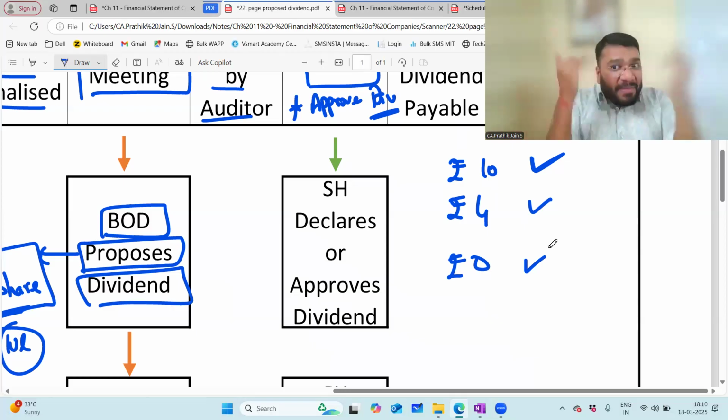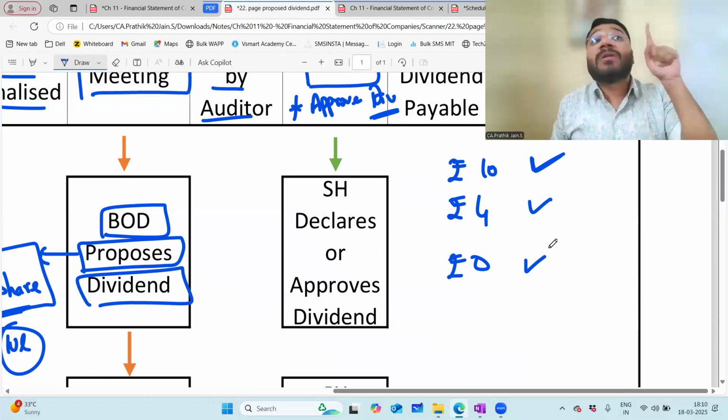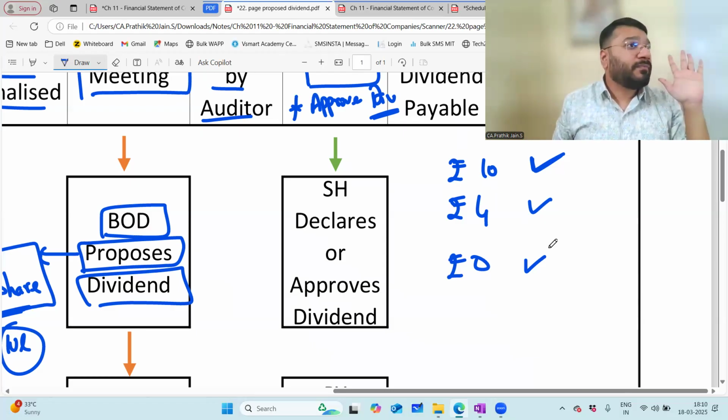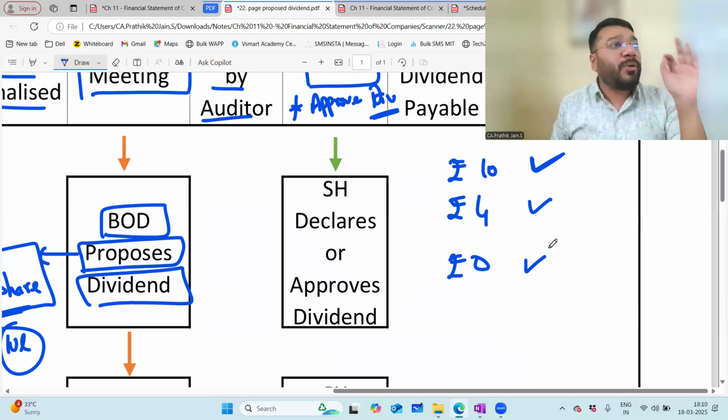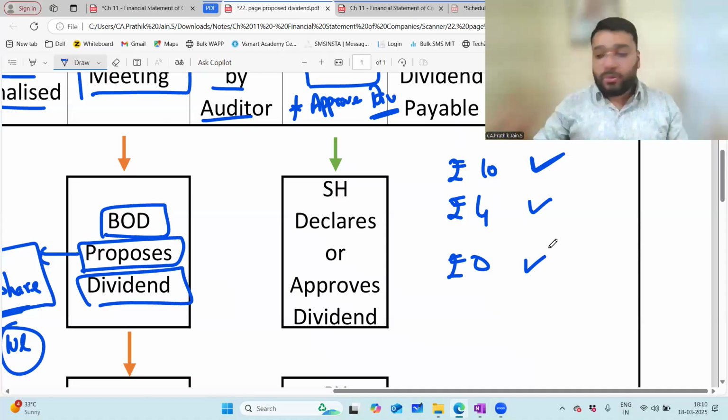If you want to reduce it, make it 0, but you cannot ask more than what they are proposing because the board of directors know very well how much money they can shell out from their pocket. Am I loud and clear? So therefore, the shareholders cannot increase the dividend, but they can decrease it or even make it 0.